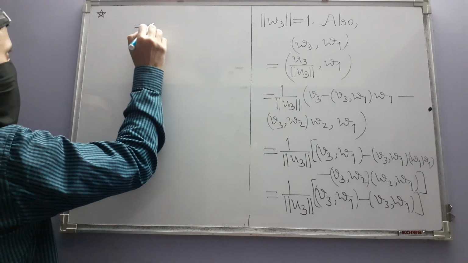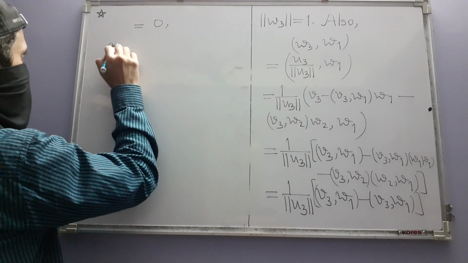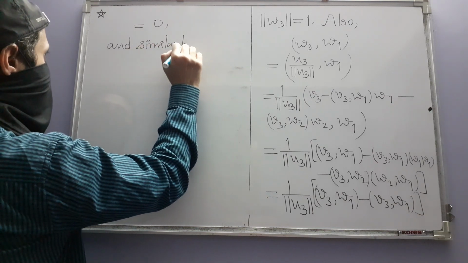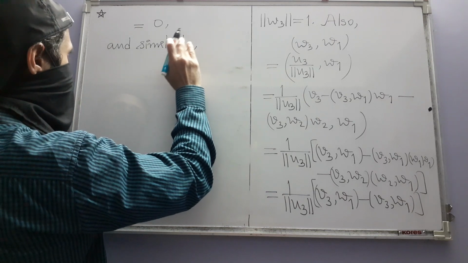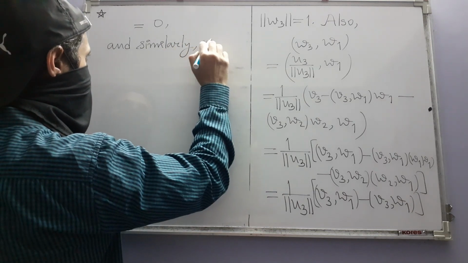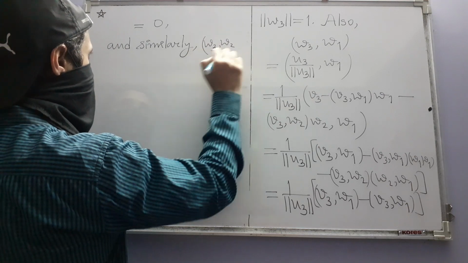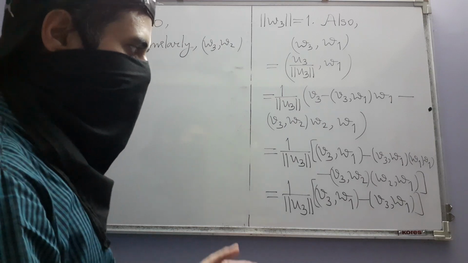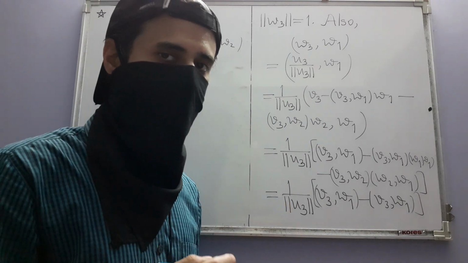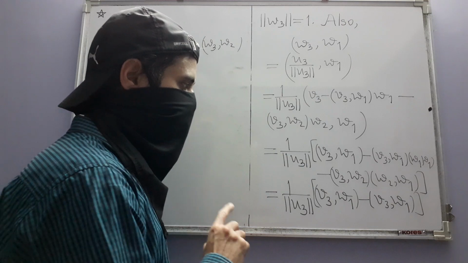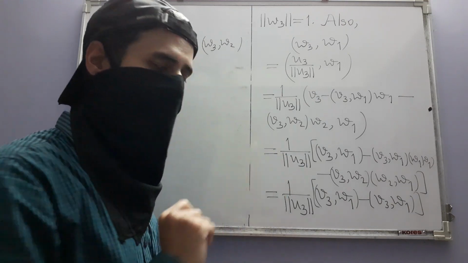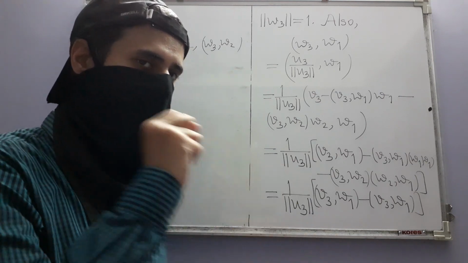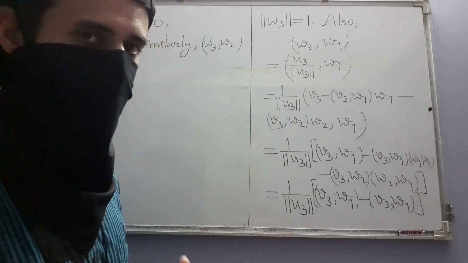So this is equal to 0, and similarly these two are also orthogonal. Their inner product is 0. So now we have added one more vector to our list, w3, so that the vectors w1, w2 and w3 each has length 1 and they are mutually orthogonal. If you choose any two of them, they are going to be orthogonal to each other.